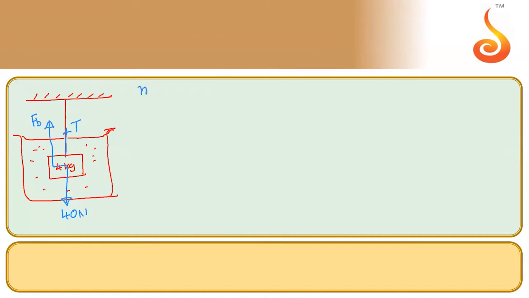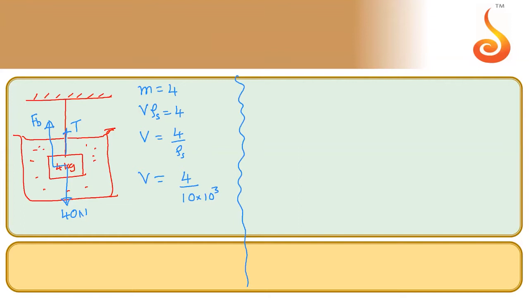They gave the mass of the silver block as 4 kg. Mass is equal to volume into density, which is 4. So the volume of the solid silver is 4 divided by rho s. Rho s is the density of the silver, which is the relative density into the density of water. So remember, this is the volume of the silver block. Now, under the action of these three forces, it will be in equilibrium. If you account for the equilibrium of the silver block, the sum of upward forces will be equal to the sum of downward forces.